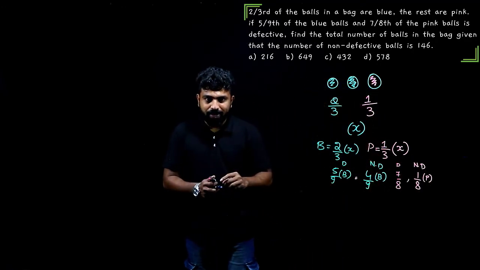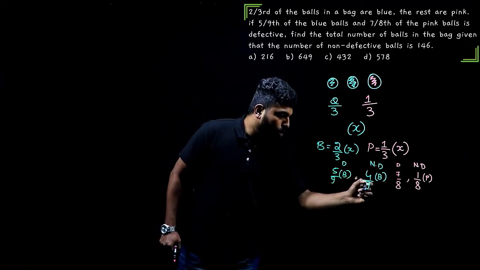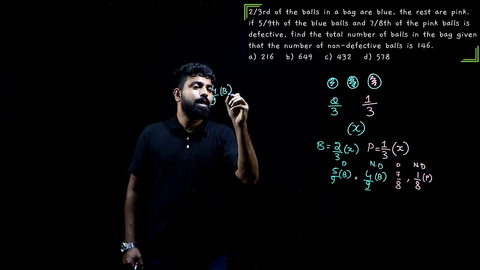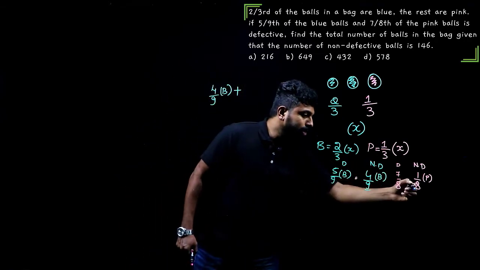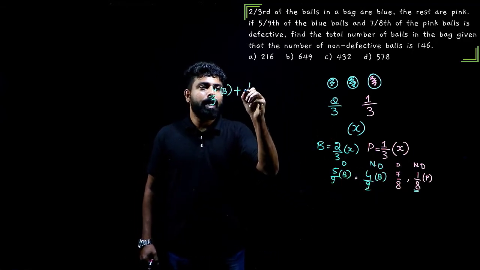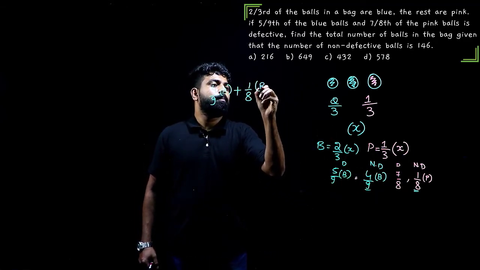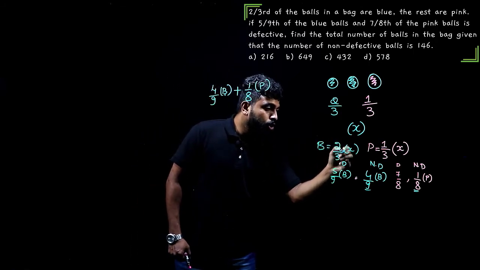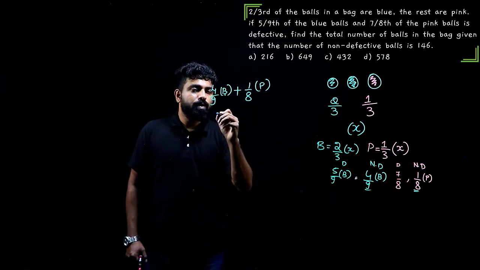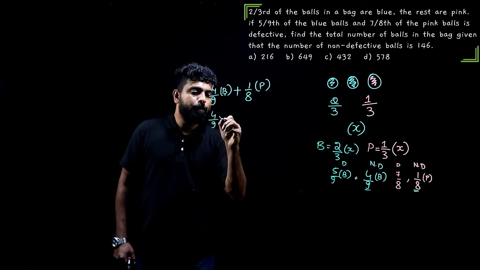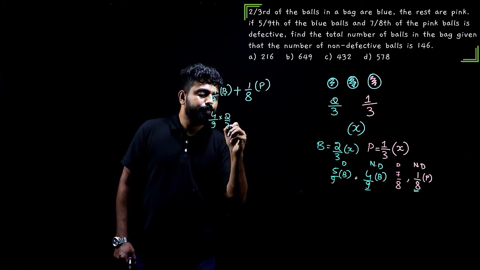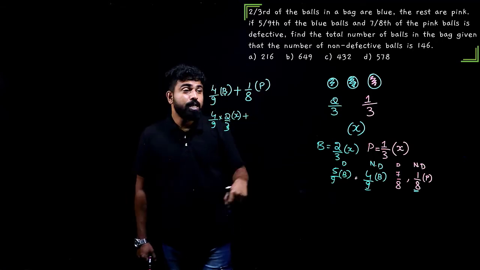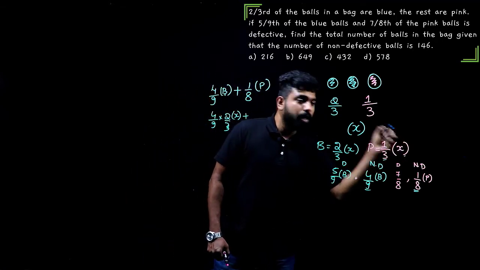So total non-defective balls will be 4/9 of blue balls plus 1/8 of pink balls, since total non-defective includes pink as well. But we know the total number of blue balls here is 2/3 of x. So what will be the total number of pink balls here? The total number of pink balls here will be 1/3 of x.